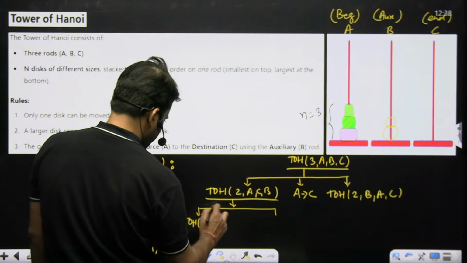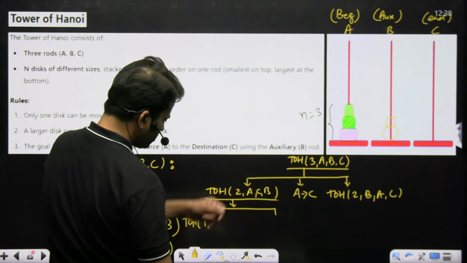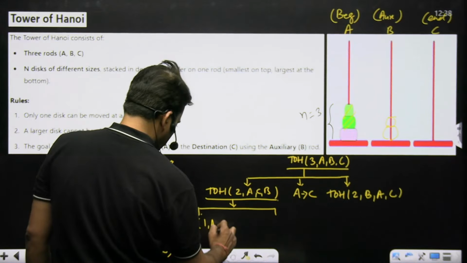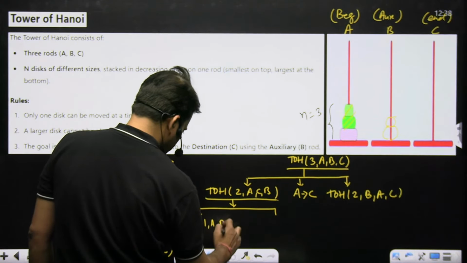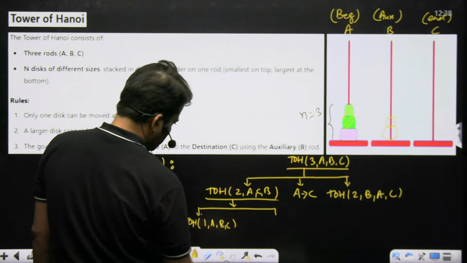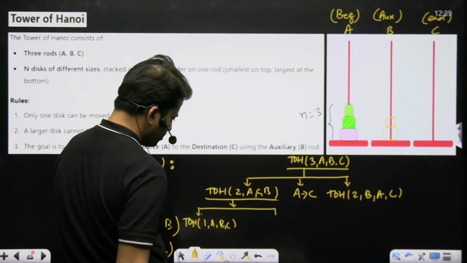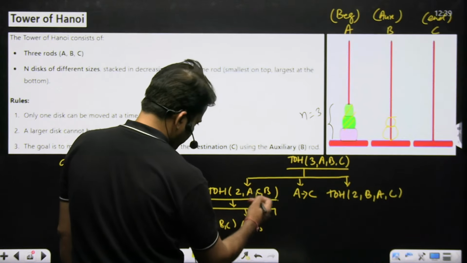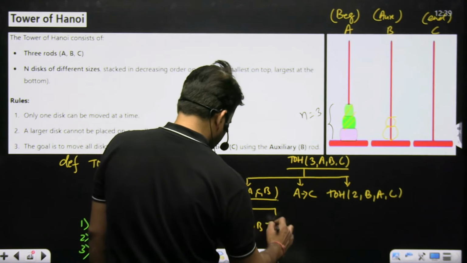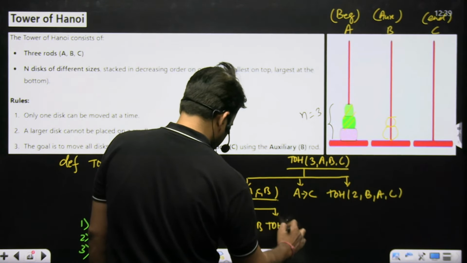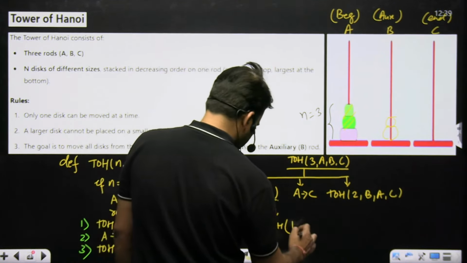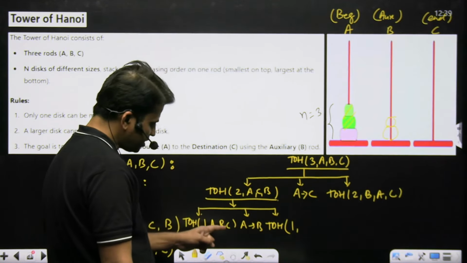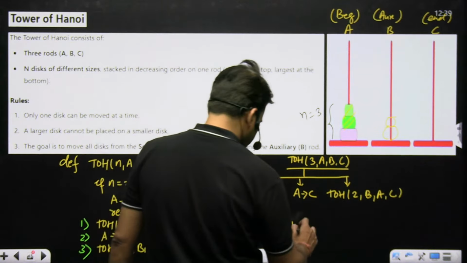Move n minus 1 disks, any one disk, from beginning to auxiliary. Beginning to auxiliary is what, sir? C. Here auxiliary is C, right? And move one disk directly from A to ending, A to B. And Tower of Hanoi: move n minus 1 disks, 1 minus 1 disk, that went to C, finally to B.